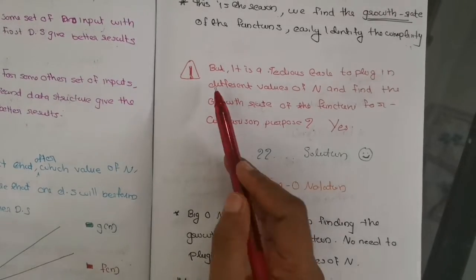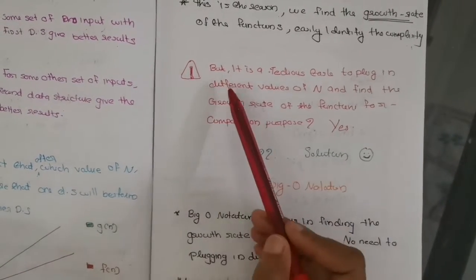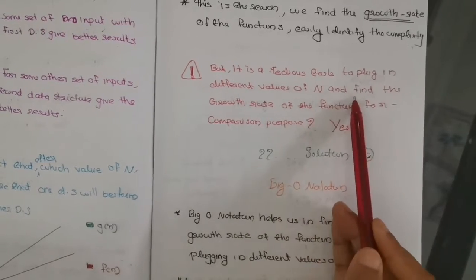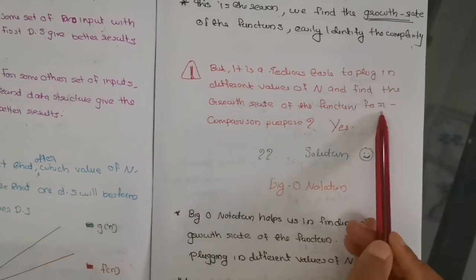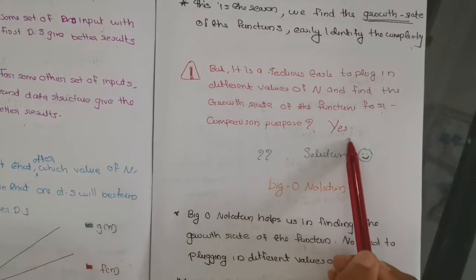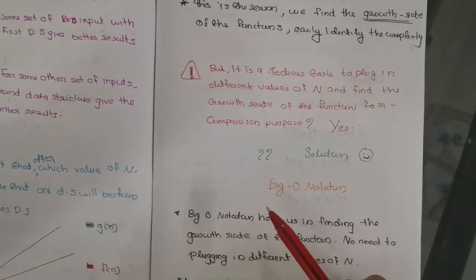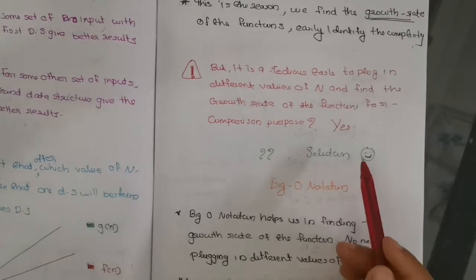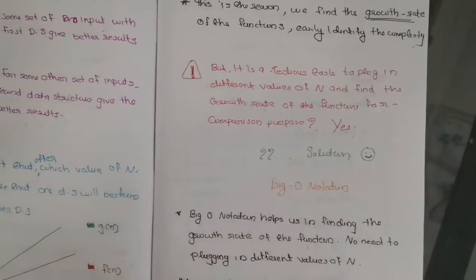But there is a problem. It is a tedious task to plot different values of n and find the growth rate of a function for comparison purposes in a graph, right? Yes, it is a tedious task. Then how can we find the solution? At that time, the big O notation rescues us.